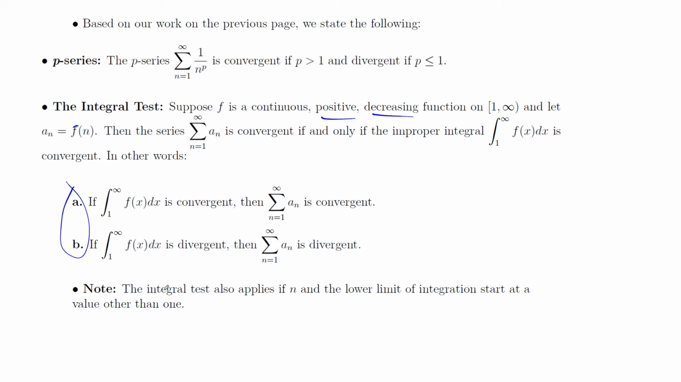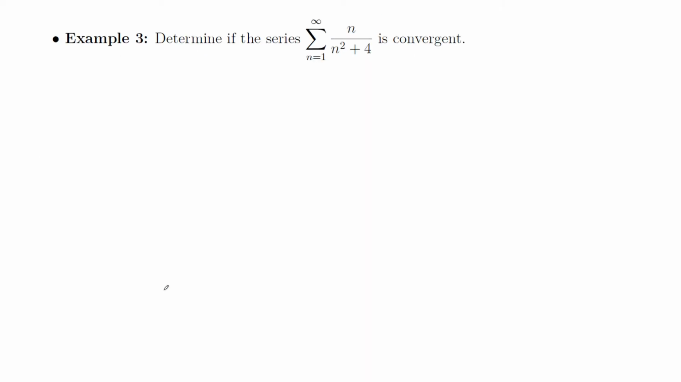All right, so let's put this idea into practice here. So here's a series. It is not a simple p-series, right? There's more going on than that. It's got an n squared in the bottom, but then it's got an n on top. It's got a +4 on bottom, so it's not a pure p-series. But here's what we can do. We can say, all right, let's think about the function f of x. And let's see what happens to it when I integrate it from 1 to infinity.